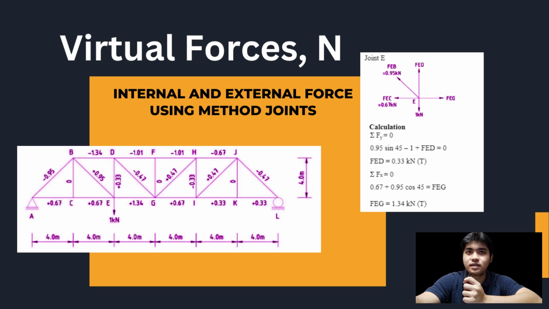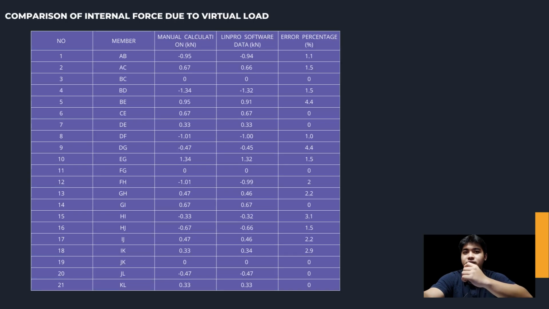I'm going to present the virtual forces. For virtual forces, there is a replacement at one joint, which is located at joint E, and it is also applied with 1 kN. Repeat the steps to find the internal and external force, but this time based on the 1 kN that was applied just now. The next step is to record the comparison data of internal force using manual calculation and Lean Pro software due to virtual load.